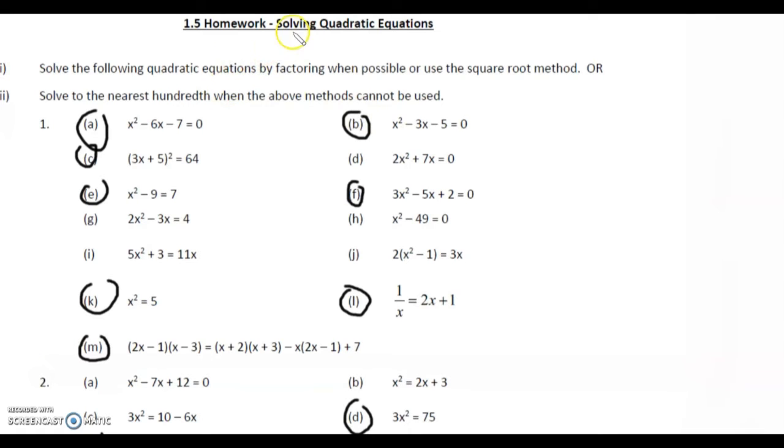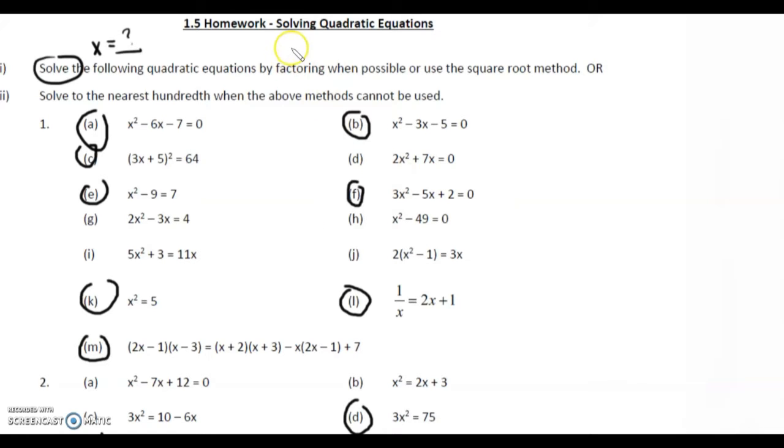Okay, 1.5 homework, solving quadratic equations. So I'm going to go over a couple of these, and what we're going to do is just solve, right? Solve means find the answers to x. So x equals what number? And we have to do this by factoring.